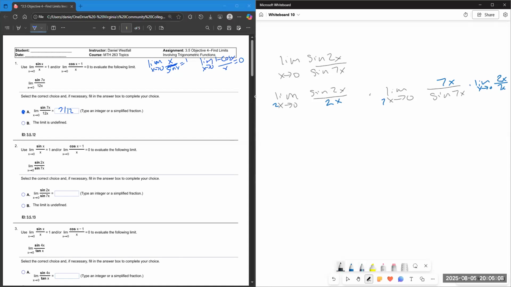So I now have 1 times 1 times limit as x goes to 0 of 2x over 7x, and these x's can cancel, and that will leave me with 2/7.